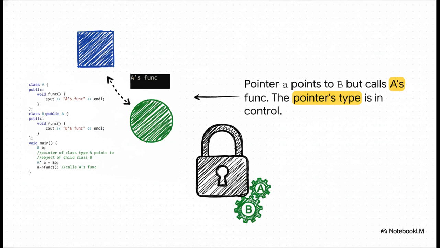So naturally, when we call A func, we'd expect it to run B's version of that function, right? But check out the output. It calls A's function. This is the classic problem. By default, the compiler only cares about the type of the pointer, which is A*. It totally ignores the actual object it's pointing to.